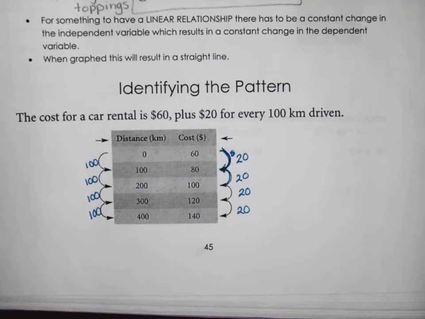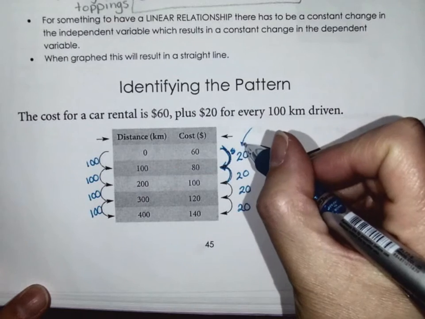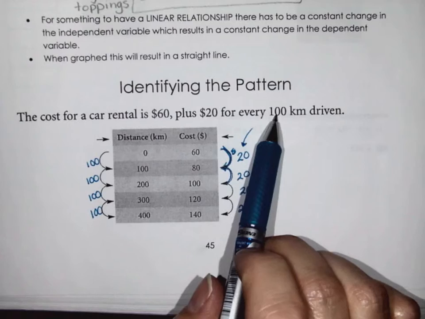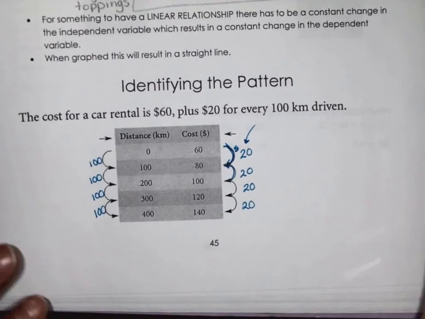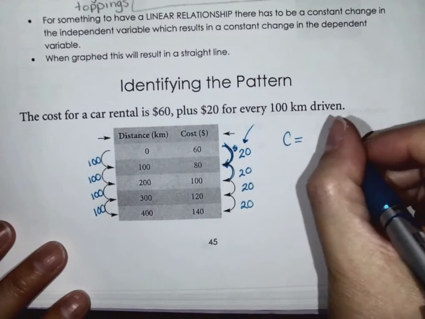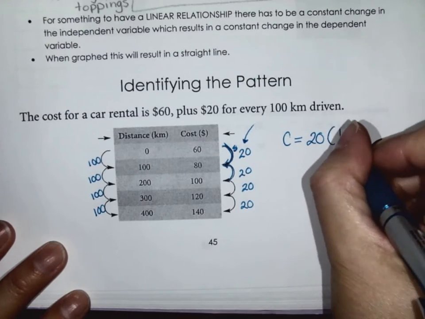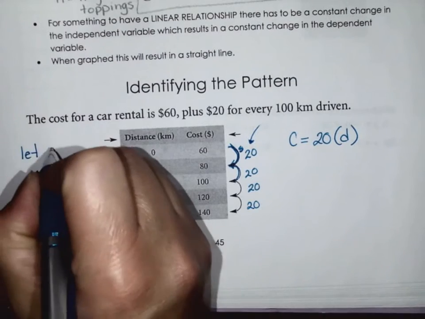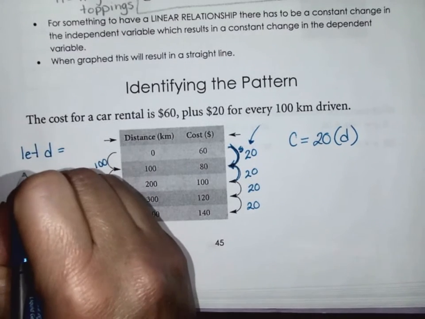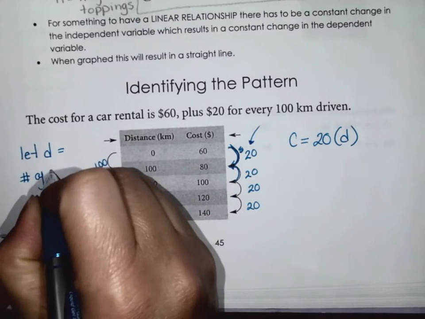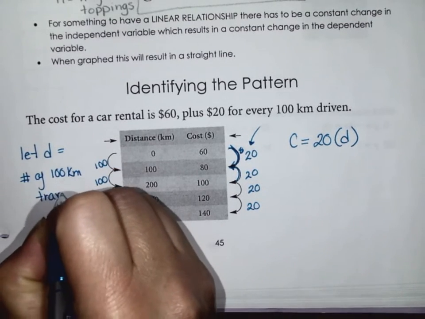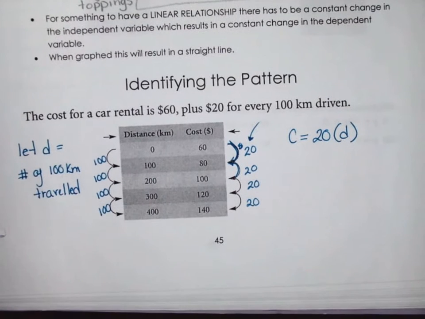All right. Well, what's our constant rate? What's happening here? 60. What's happening here? Plus 20. Okay. 20 every what? Every 100 kilometers, right? So we're going to say that the cost is equal to $20. And I'm going to say over here, let D equal the number of 100 kilometers traveled.